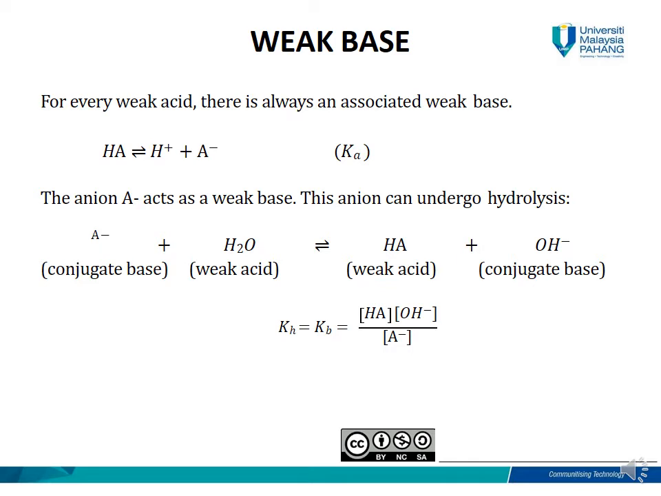Now we consider the weak base. For every weak acid there is always an associated weak base. Here we can see that the anion A minus acts as a weak base; in this case A minus is the conjugate base. When it reacts with water, which we can consider as a weak acid, it will form HA plus the hydroxyl ion, so in this case the hydroxyl ion is the conjugate base. The way you write the Kb value must be the same as what you learned in the previous slide. The same concept.